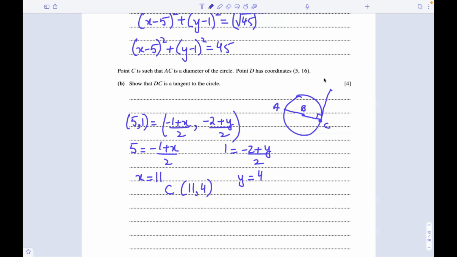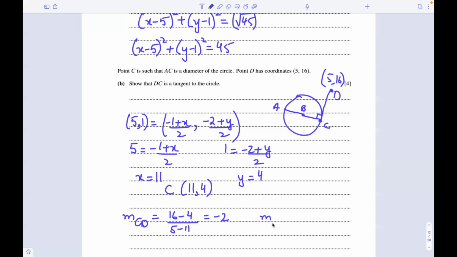Now the coordinates of D are given as (5, 16), and we have to show that DC is a tangent. So what we can do is find the gradient of AC, find the gradient of DC, and show that they're negative reciprocals of each other, as if two lines are perpendicular, their gradients are negative reciprocals. So the gradient of CD would be y2 minus y1, so we can write 16 minus 4 divided by x2 minus x1, which is 5 minus 11. So this would be 12 divided by minus 6, which is minus 2.